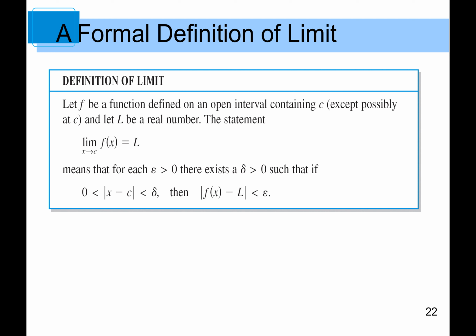So let's take a look at the formal definition of the limit. Let f be a function defined on an open interval containing c, except possibly at c. Let L be a real number. The statement limit as x approaches c of f of x equals L means that for each epsilon greater than 0, there exists a delta greater than 0, such that if absolute value of x minus c is greater than 0, less than delta, then the absolute value of f of x minus L is less than epsilon.